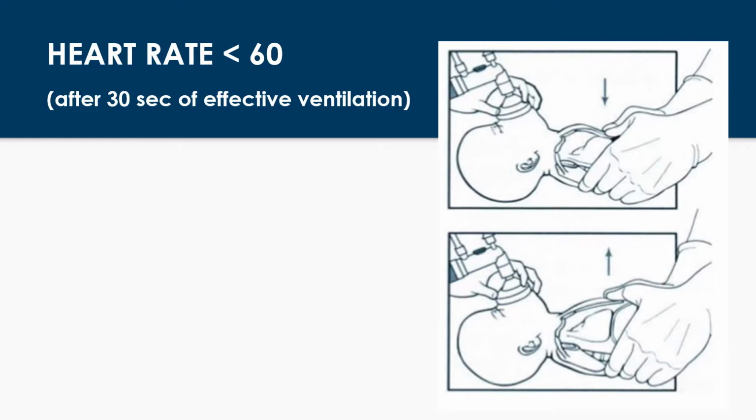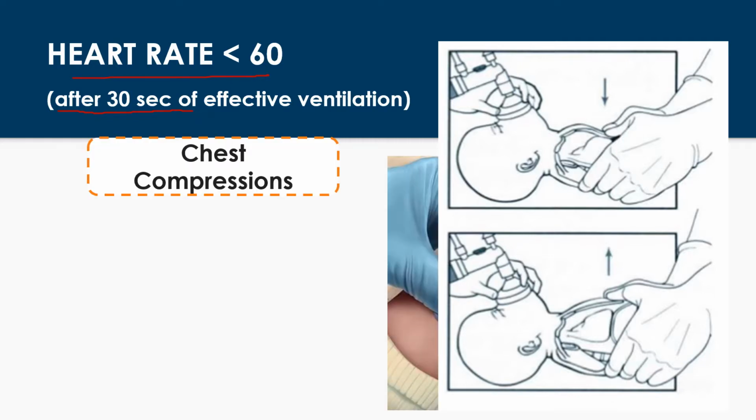Okay, now we're in the situation of the heart rate is below 60. But this is after 30 seconds of the effective ventilations. What do we have to do when the heart rate is below 60? Chest compressions. Okay, so here we have an image about how to do the chest compressions. It needs to be with both thumbs on the chest of the baby, between the nipples, and you have to compress 1/3 of the anteroposterior diameter of the thorax.